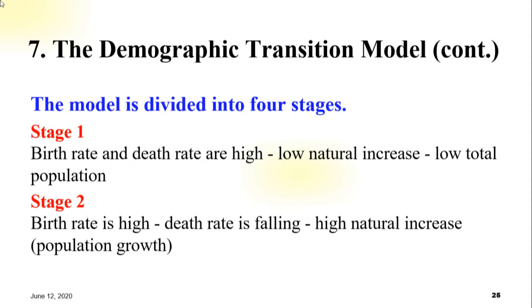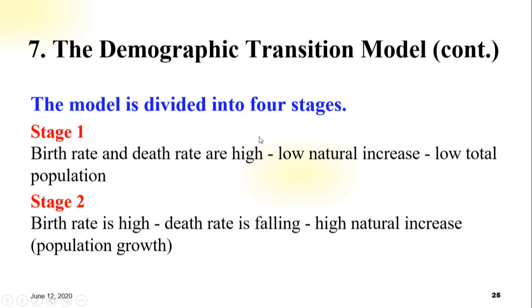In the same point in number 7, the demographic transition model is divided into 4 stages. Stage 1: birth rate and death rate are high, but natural increase is low, and total population is also low.